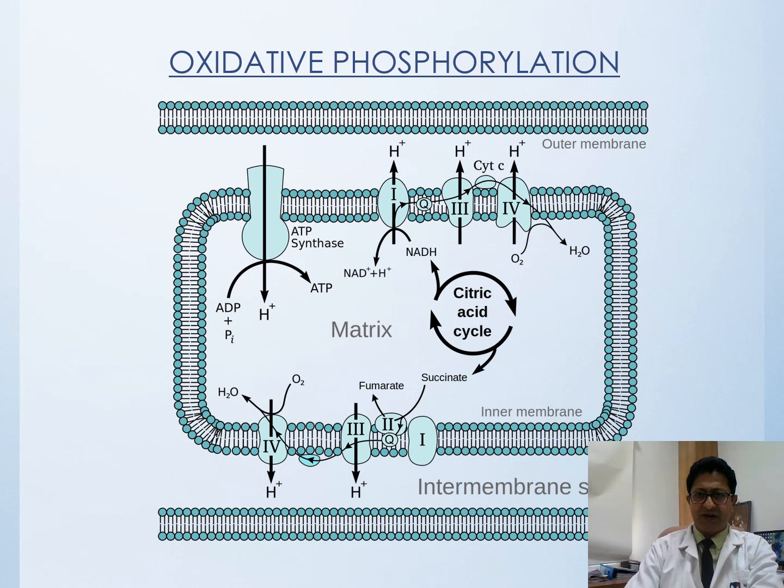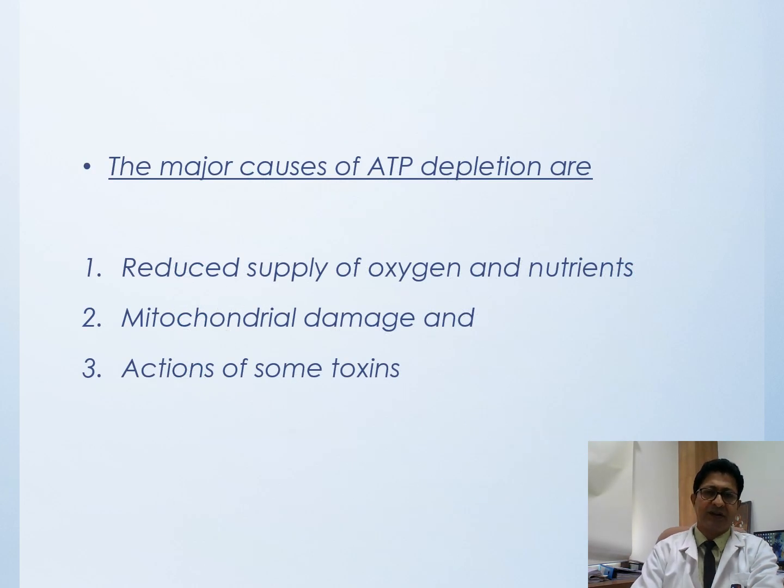This is another picture displaying oxidative phosphorylation, wherein you see the various parts. This is the outer membrane, this is the matrix within, and here you see the inner membrane, and outside is the intermembrane space. These are the various parts of the cell where oxidative phosphorylation takes place. Now, the major causes of ATP depletion are reduced supply of oxygen and nutrients, mitochondrial damage, and actions of some toxins.